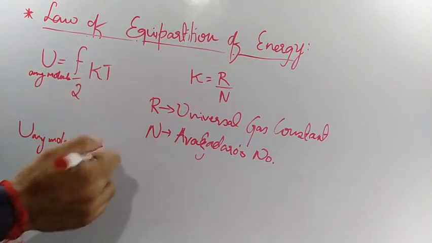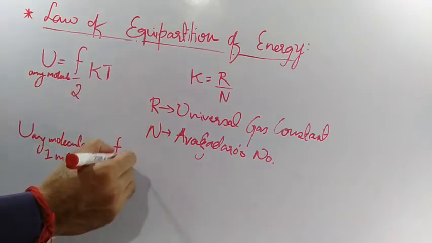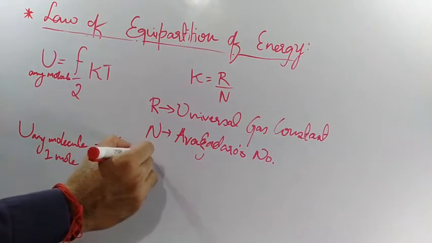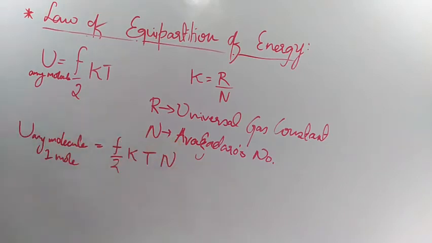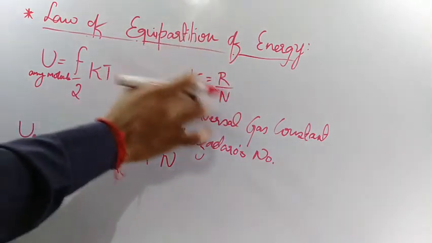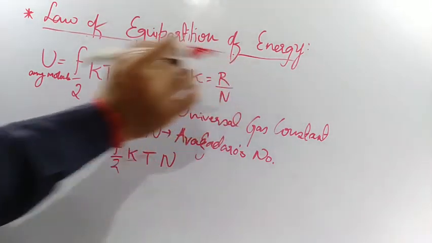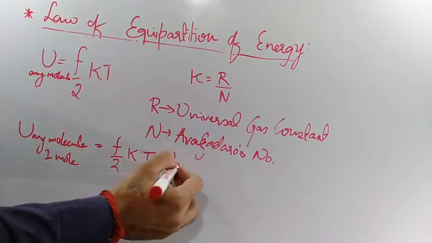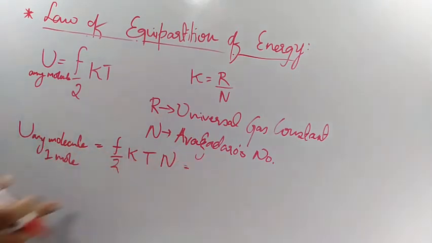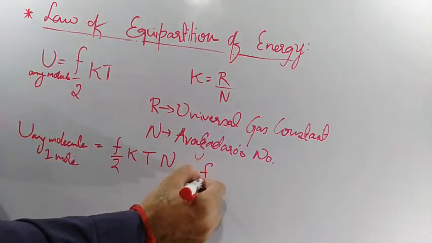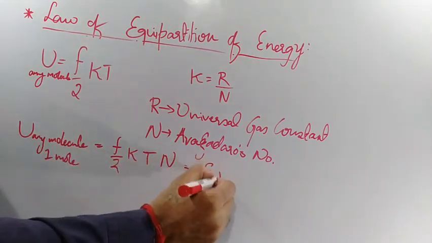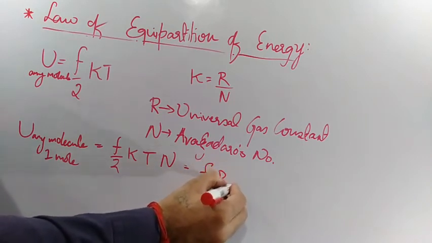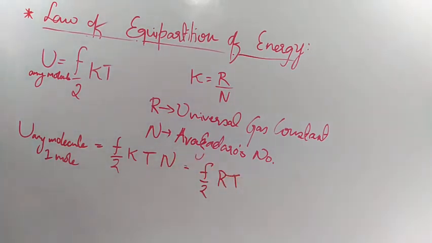Simply take this factor and multiply with Avogadro's number: F by 2 kT N. Clear? Now, from this expression, k into N is nothing but R. So U for any molecule for 1 mole, I can write as F by 2 RT, since k into N is R. This is for 1 mole.